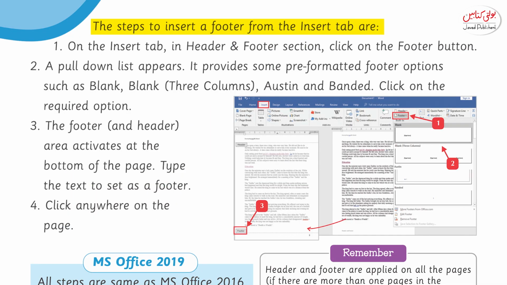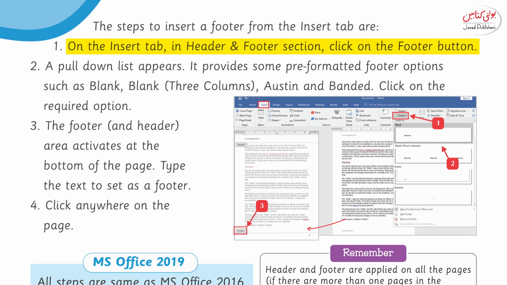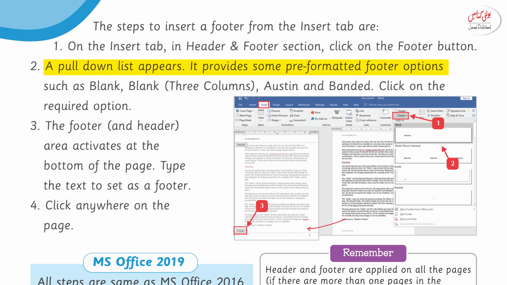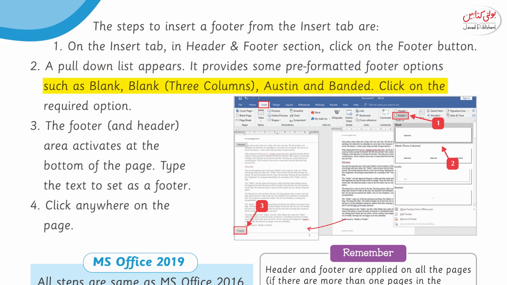The steps to insert a footer from the Insert tab are: Step 1. On the Insert tab in the Header and Footer section, click on the Footer button. A pull-down list appears. It provides some pre-formatted footer options such as blank, blank with 3 columns, Austen, and Bandit. Click on the required option.